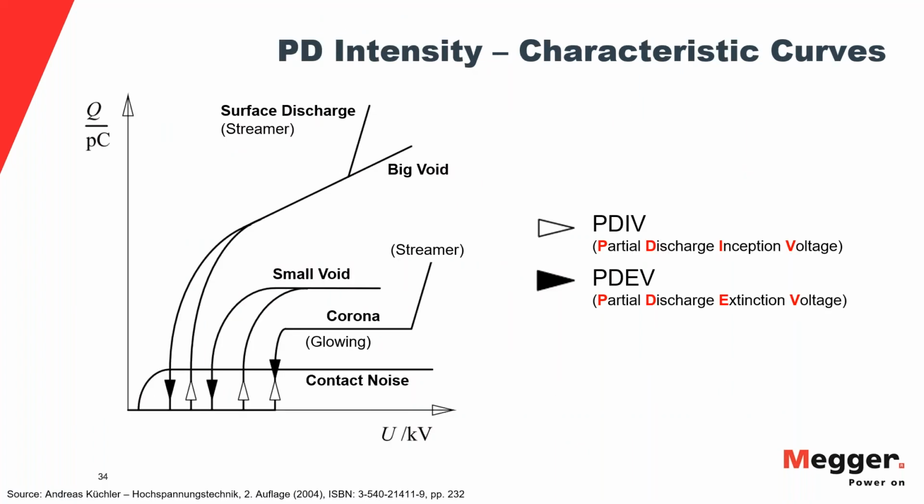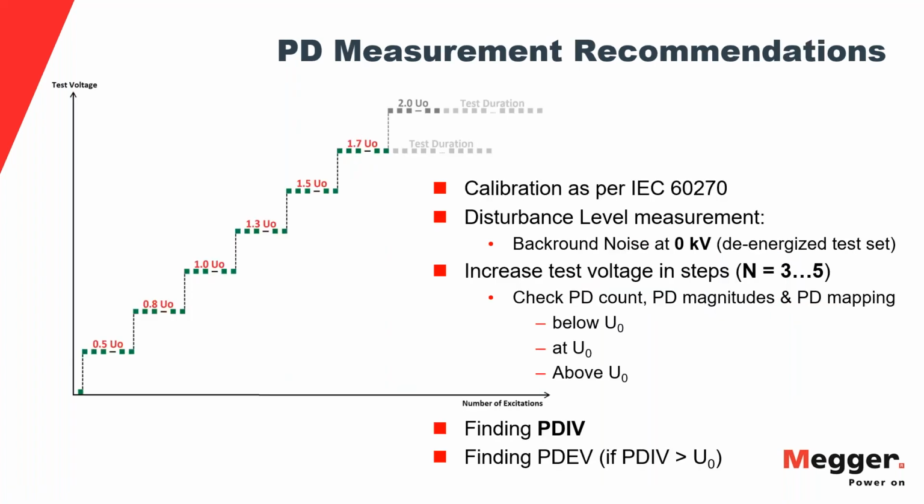In terms of what we are measuring during the PD test, there are two very important things: the inception voltage, where the PD starts, and the extinction voltage, where it stops. In terms of how to do the test, it's a stepped test. It is done at various different voltages that are increased in discrete steps.